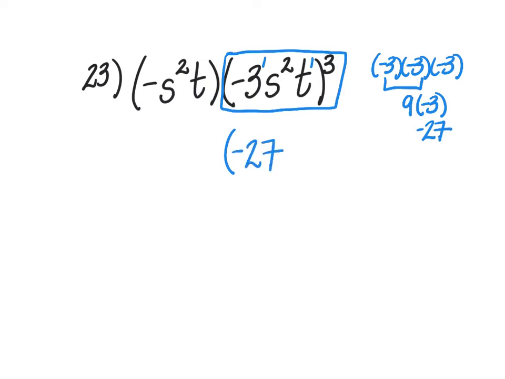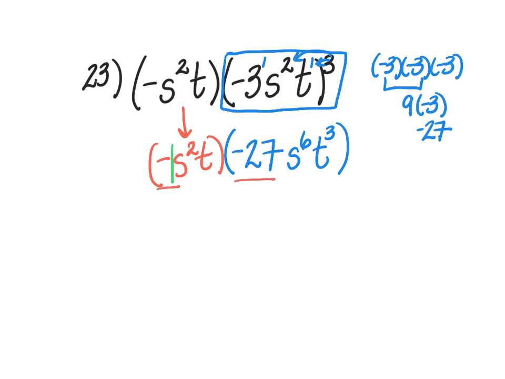Now I'm just going to multiply the other two powers with the outside power. So we end up with s, 2 times 3 is 6, and then t, 1 times 3 is 3. Now I'm going to bring down the other parentheses, which is negative s squared t, and multiply those together. Now remember there's an understood 1 behind that negative. So I'm multiplying a negative 1 times a negative 27, which is 27.